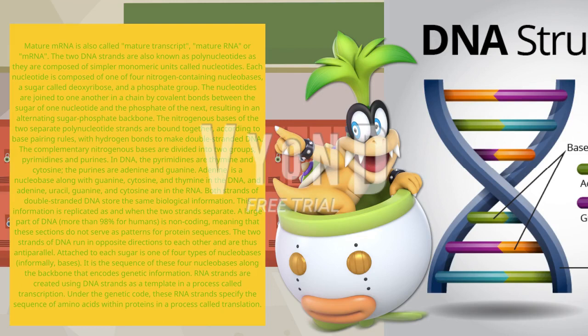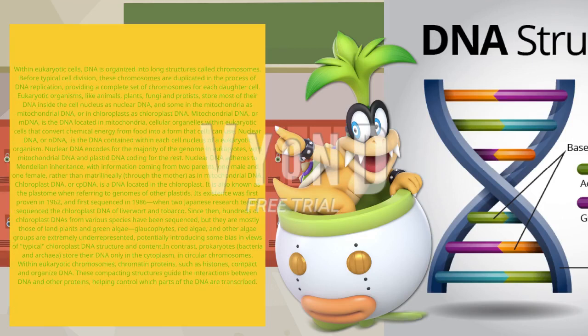The two strands of DNA run in opposite directions to each other and are thus anti-parallel. Attached to each sugar is one of 4 types of nucleobases, informally, bases. It is the sequence of these 4 nucleobases along the backbone that encodes genetic information. RNA strands are created using DNA strands as a template in a process called transcription. Under the genetic code, these RNA strands specify the sequence of amino acids within proteins in a process called translation.